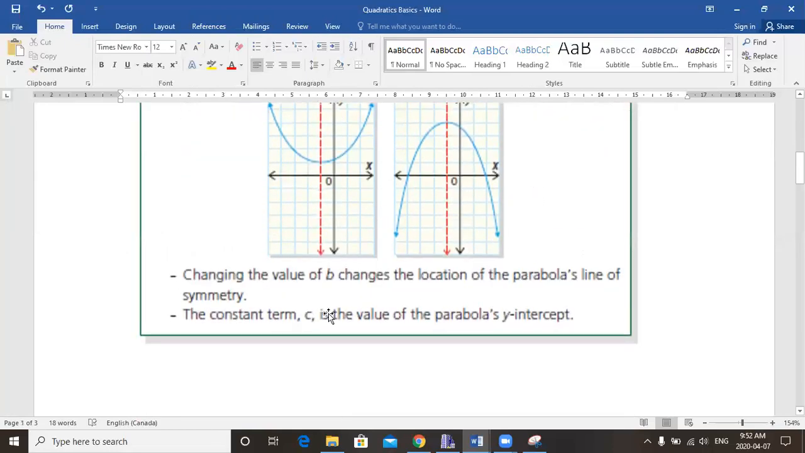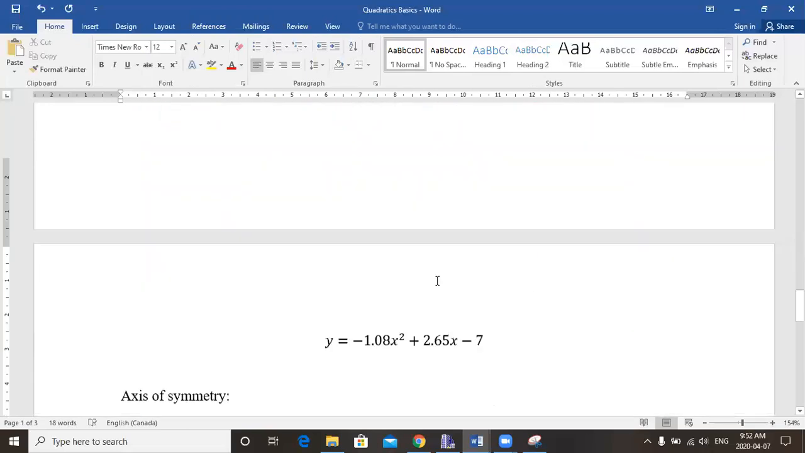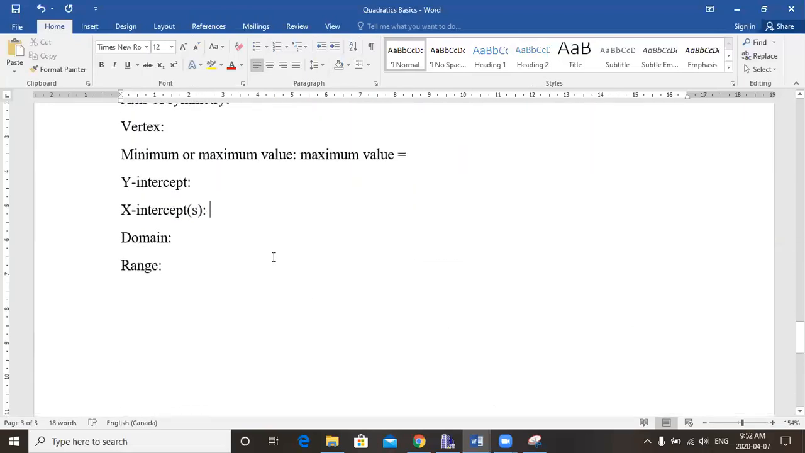The constant term c is the value of the parabola's y-intercept. So when we state the y-intercept, we can state it as a coordinate pair. So the y-intercept would be x is 0 and y is -7. Or we can state it as y equals -7.